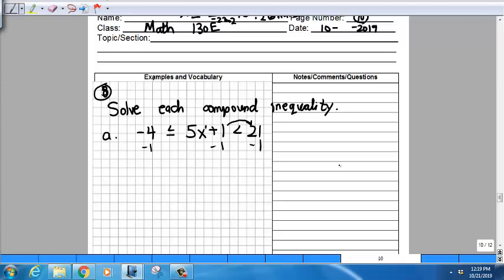Or you can't think of taking the plus 1 and moving it back over to the left-hand side. That won't work with a compound inequality. But adding minus 1 to all 3 parts works fine. So I get minus 5 less than or equal to 5x less than 22, right? Oh, 20.